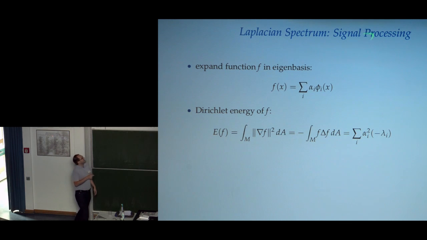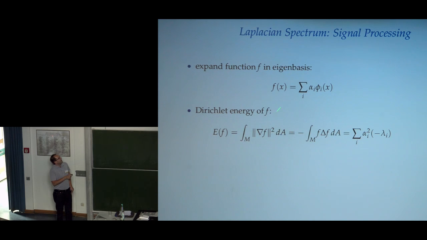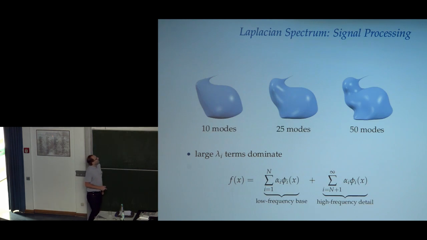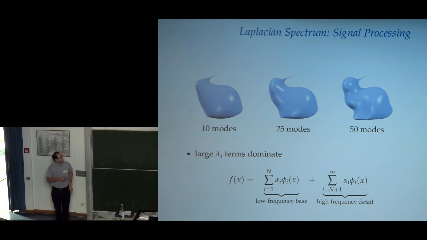The reason you want to do this is because you have the splitting of the Dirichlet energy just like before. If you have a function expressed in this way, the Dirichlet energy of this function is just a sum of the coefficients times the eigenvalues. So if this function has large coefficients for the low frequency eigenfunctions and small coefficients for the high frequency eigenfunctions, then you have a very smooth function. If the opposite is true, then you have a very noisy function. And so you can do signal processing. You can, for example, take a function and throw out all the terms that correspond to high frequency eigenfunctions. You're going to get a smoother version of your function on the bunny.